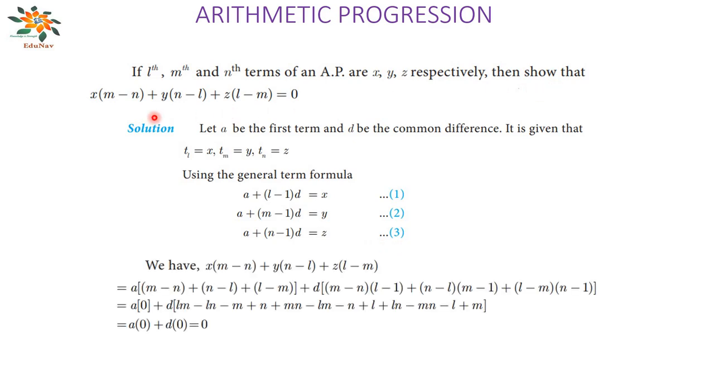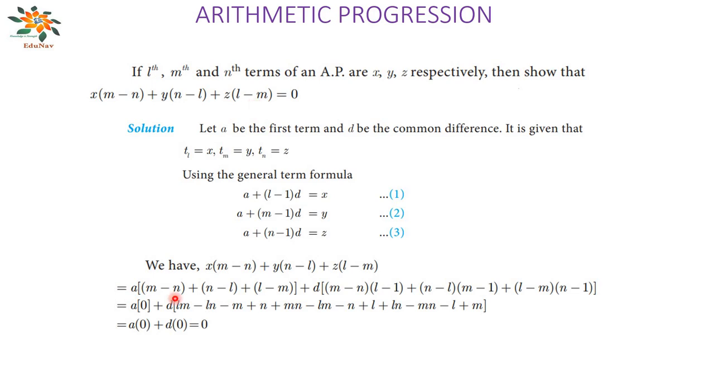Now, we need to show that x into (m minus n) plus y into (n minus l) plus z into (l minus m) equals 0. So, consider x into (m minus n), that is (a plus (l minus 1) into d) into (m minus n), right? Similarly, y into (n minus l) becomes (a plus (m minus 1) into d) into (n minus l), plus z into (l minus m) implies (a plus (n minus 1) into d), whole thing multiplied with (l minus m).